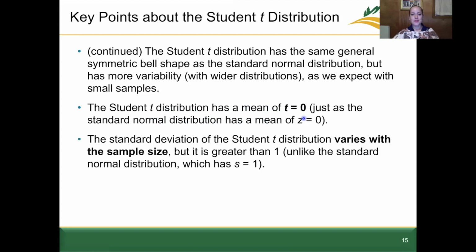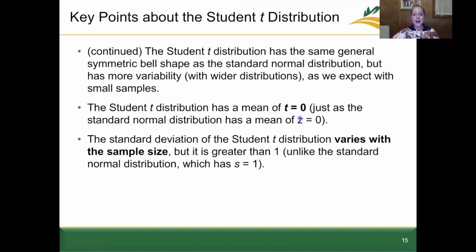A difference here, though, between standard normal distributions and these student t-distributions is now talking about the standard deviation. Remember, for standard normal distributions, we have a mean of 0 and a standard deviation of 1. Now, for student t-distributions, we have a mean of t equal to 0, but our standard deviation varies. More specifically, the standard deviation of t-distributions vary with the sample size. The standard deviations of student t-distributions are greater than 1. The standard deviations then are greater than what we see for a standard normal distribution.